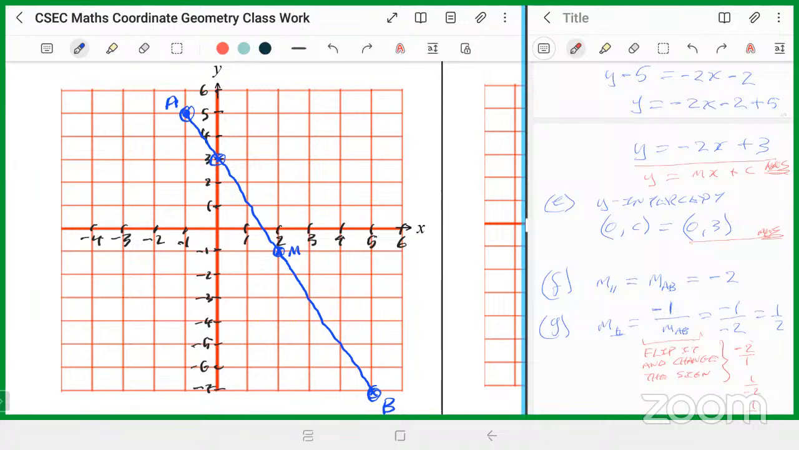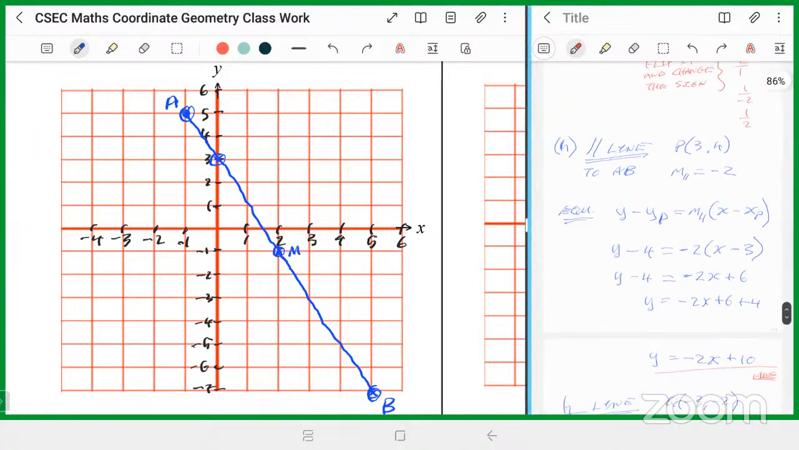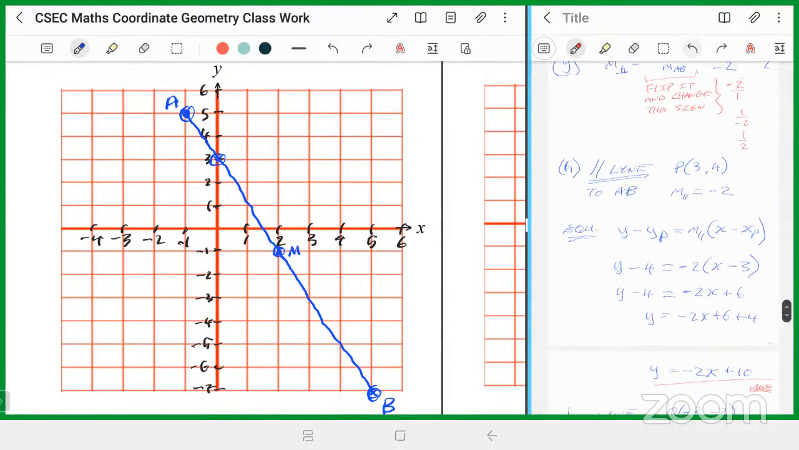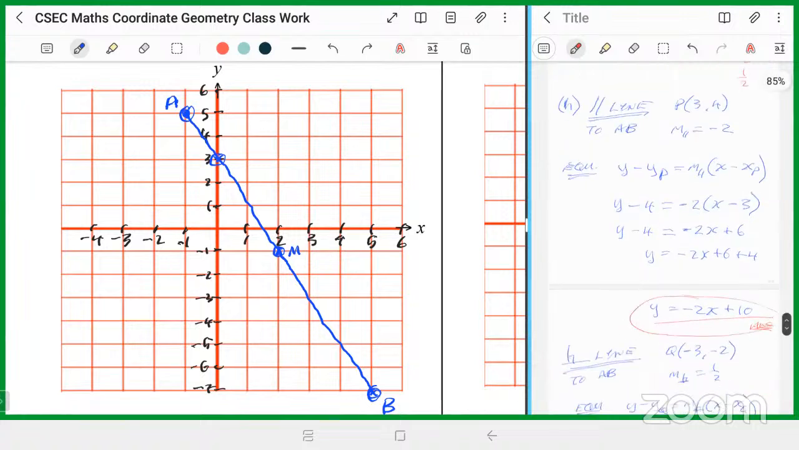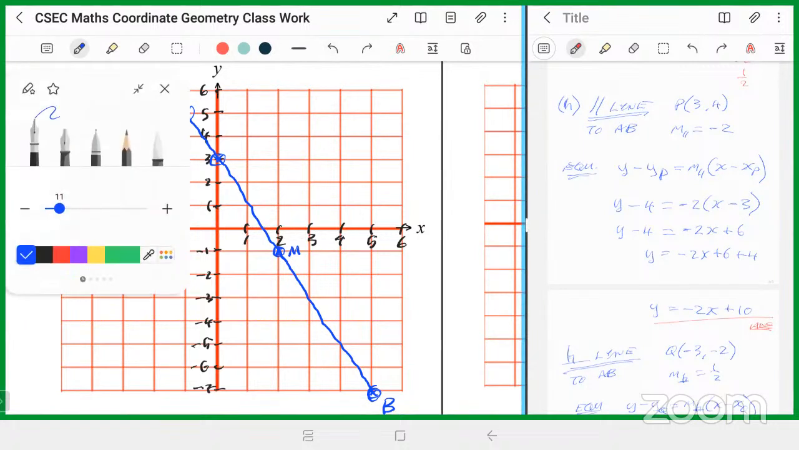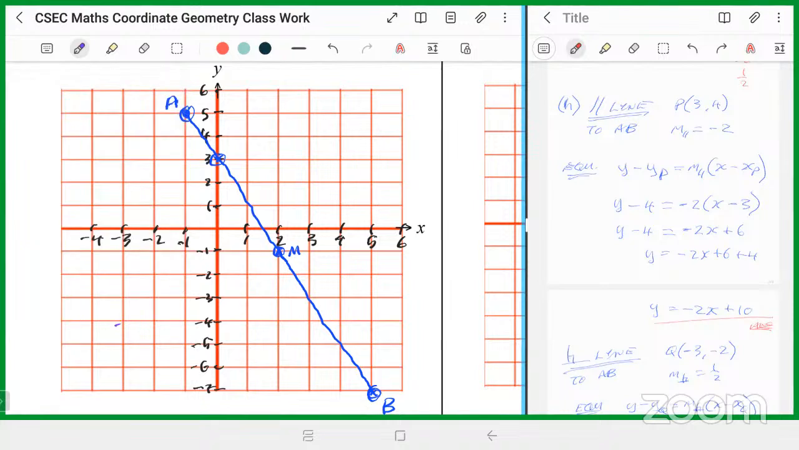So the other point that was introduced in this question was a point P right here. And we drew this parallel line through it. All right. So the point P was coordinates 3, 4. 3, 4 is right here. Let me use a different color for that. Let's go for purple. So 3, 4 is right here. 3 across, up 4, right here. All right. Then we got a line through it where the gradient was -2.